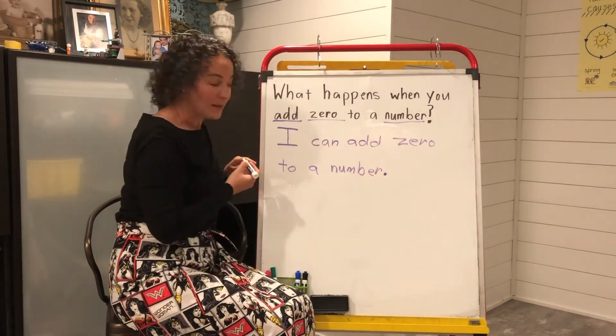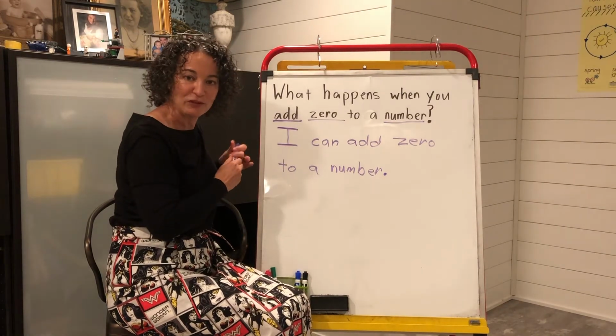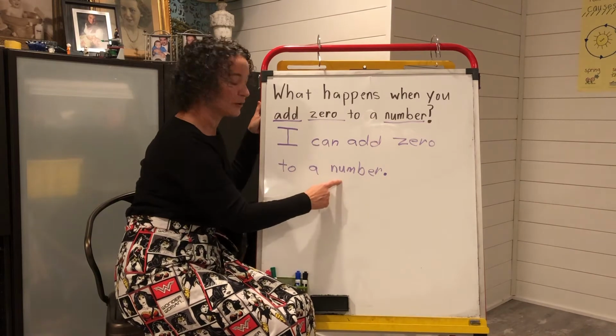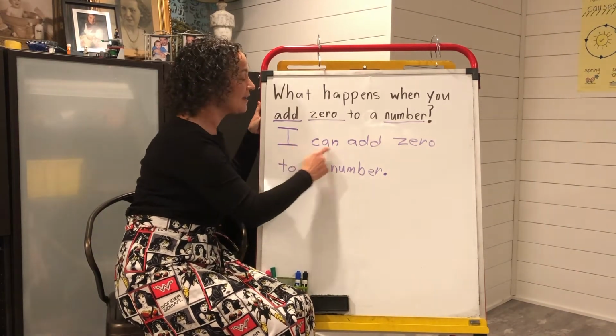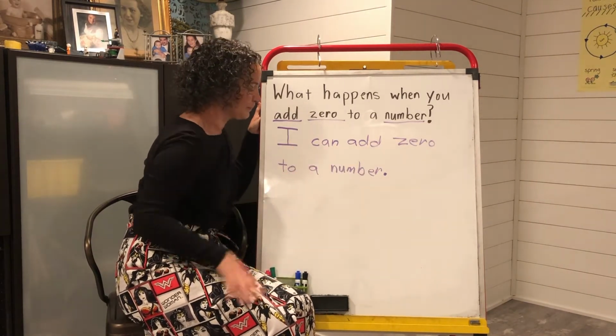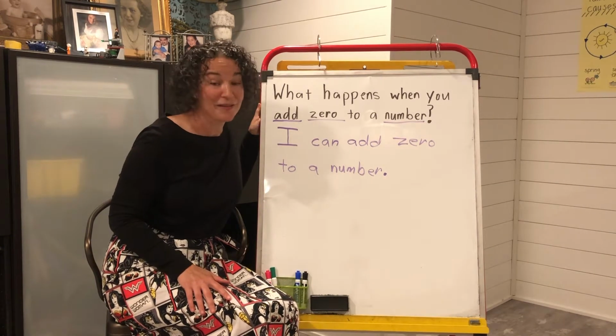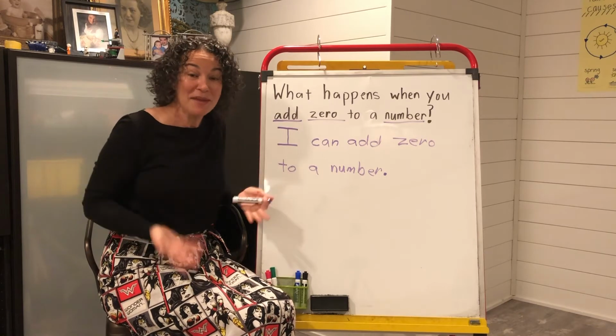All right, my friends, let me read the I can statement by myself the first time. You read it with me the second time. I can add zero to a number. Read it with me this time. I can add zero to a number. Hey, you should be asking yourself a question, my friends. Yeah, that's the question. What does that mean?